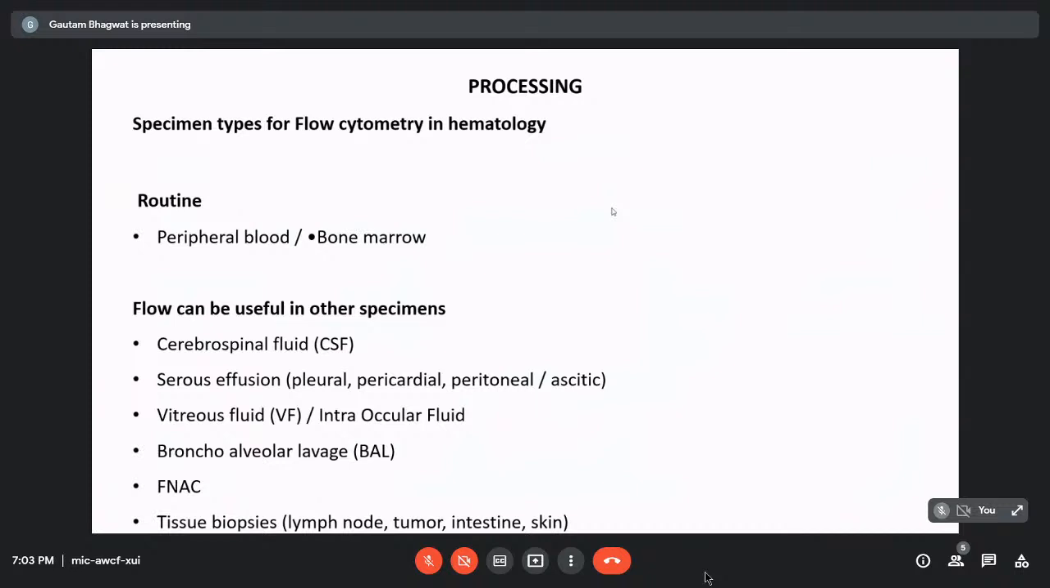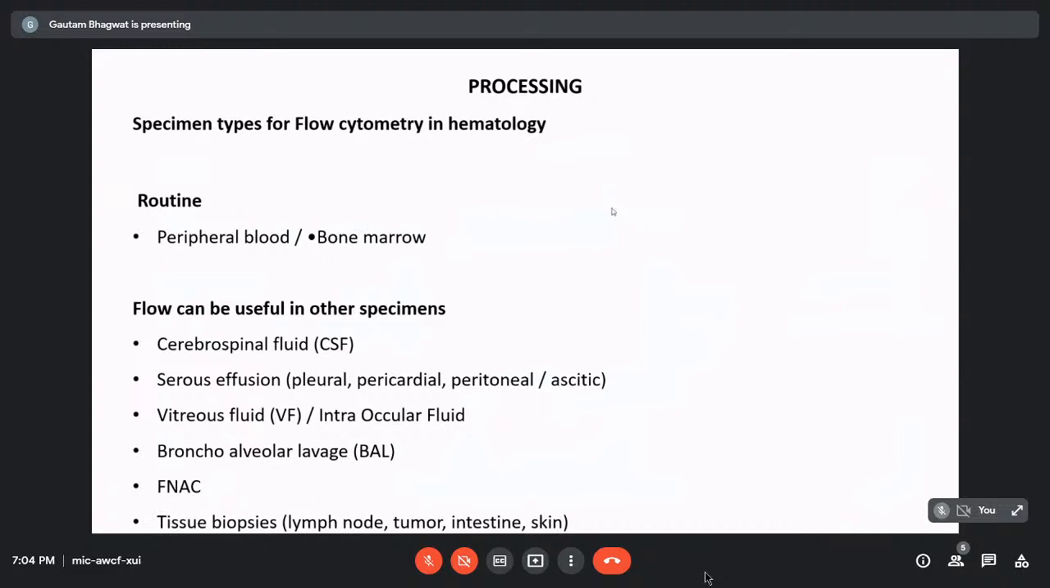ALLs might go to the intraocular fluid or the vitreous fluids, so we can get that specimen also. For malignant tumors or lymphomas around the pleura or lung, we can get a bronchoalveolar lavage done to detect the cells in that fluid. FNA material can be suspended into a media to form a cell suspension, and this can again be used for processing for flow cytometry.